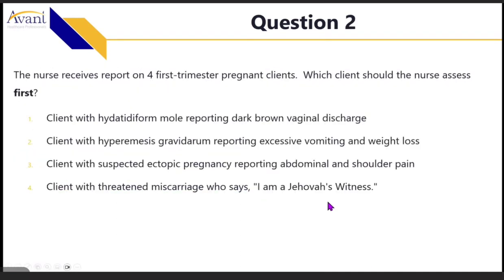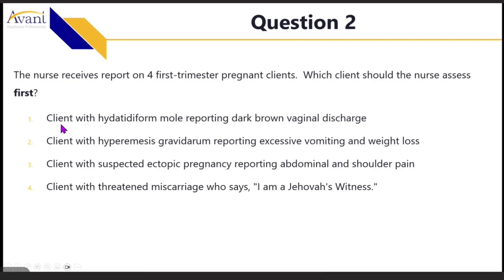All right, number 2, the nurse receives report on 4 first trimester pregnant clients. Which client should the nurse assess first, right? So this is prioritization, right? So think about your prioritization strategy.